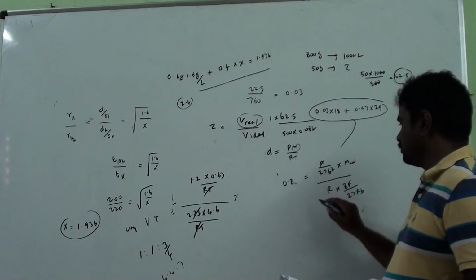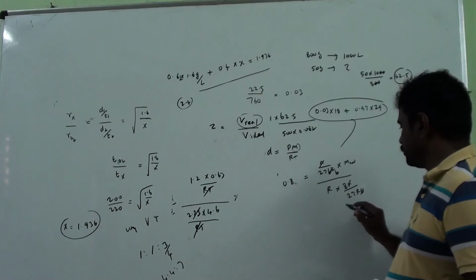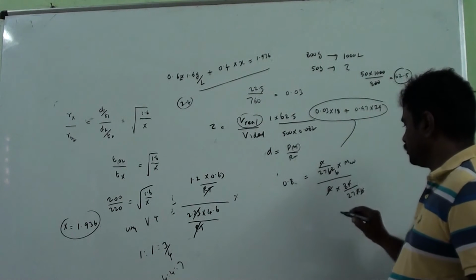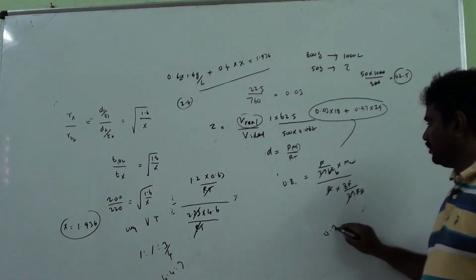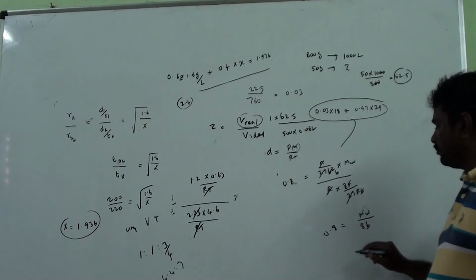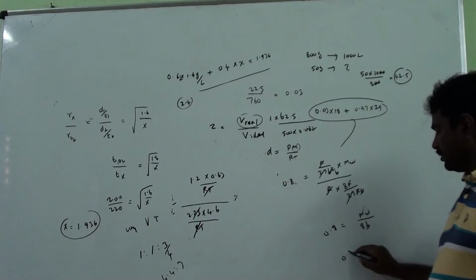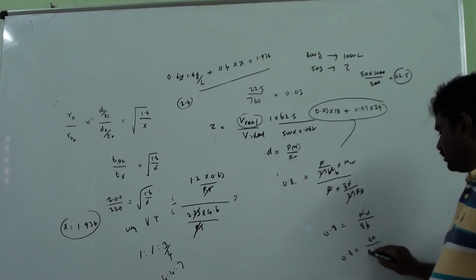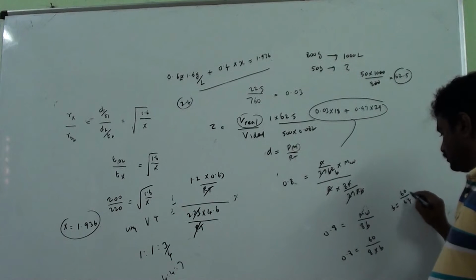So A and A cancel, so B alone will be there. R and R cancel, 27 cancels. What will be there? 0.8 equal to molecular mass by 8B. So you can find B. Molecular mass is 60. So 0.8 equal to 60 by 8 times B, so this is 6.4. So B equal to 60 by 6.4.